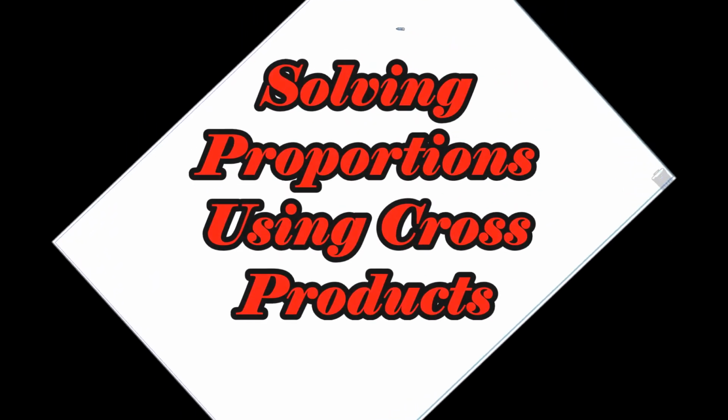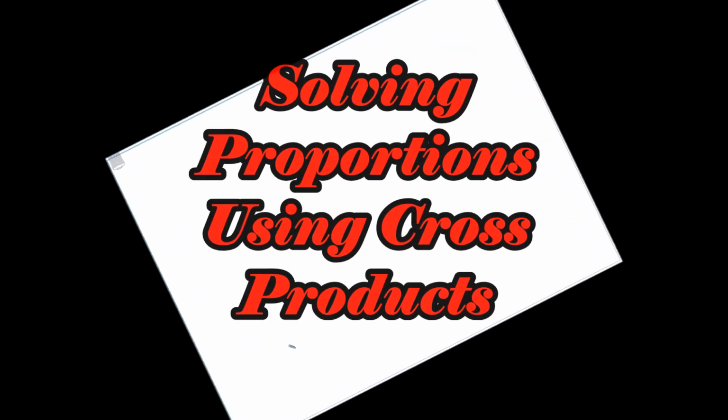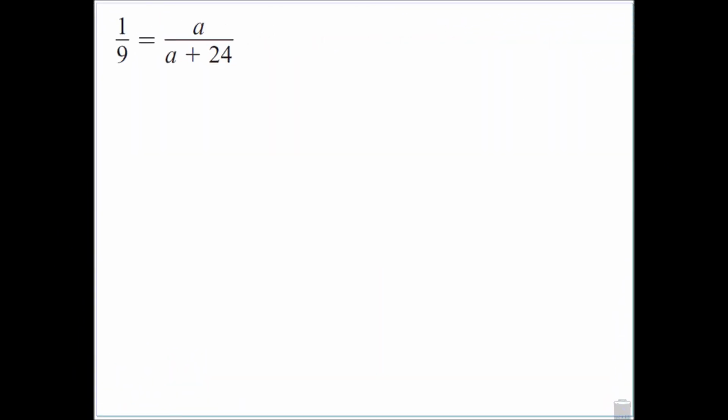I'm going to show you how to solve proportions by cross multiplying and forming equations out of our cross products. Let's look at my first example. I have 1 over 9 equals a over a plus 24.